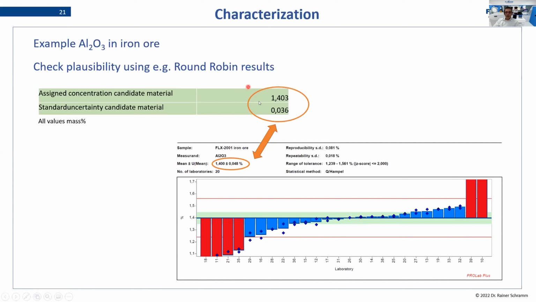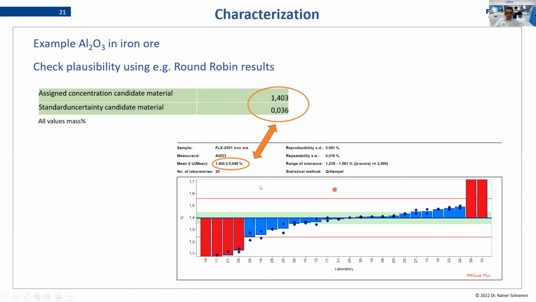But why do we do that and do not take the round-robin study? The difference between the two sets of values is that this method we have 100% under control because it's in our laboratory, which works under accreditation. All the procedures we do on the certified reference material production is under accreditation. So every single step is under control.